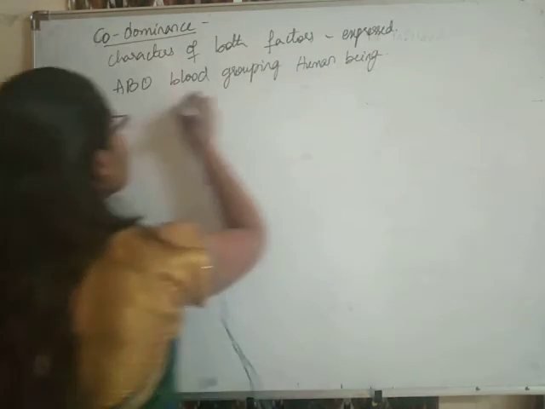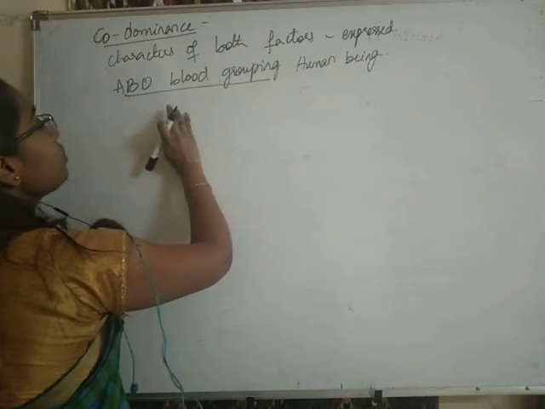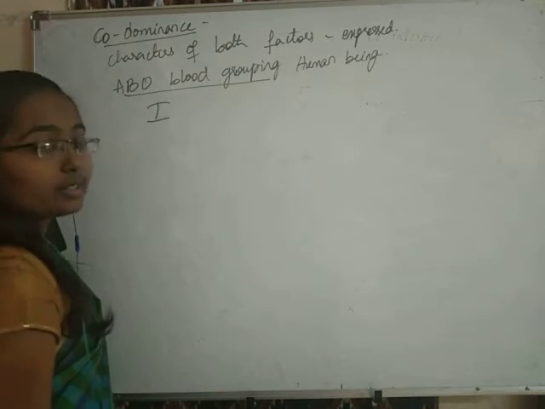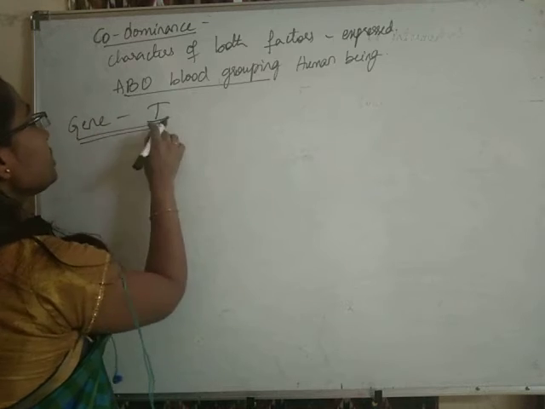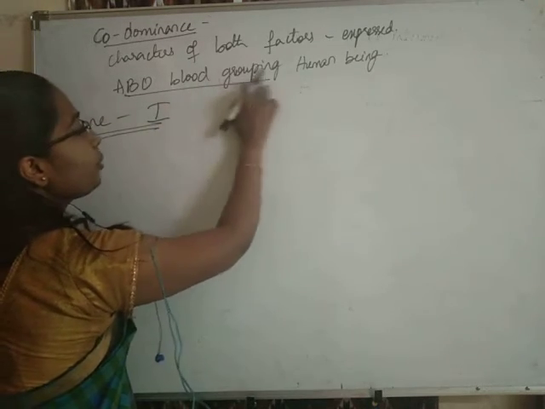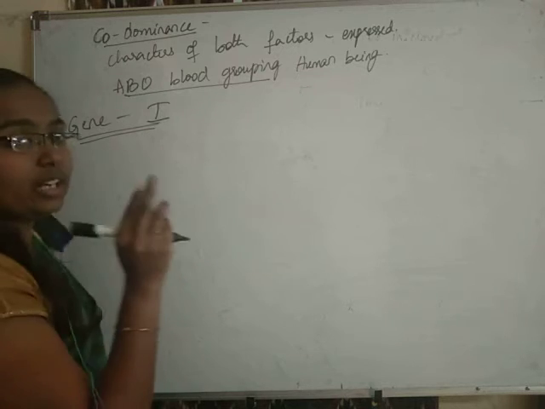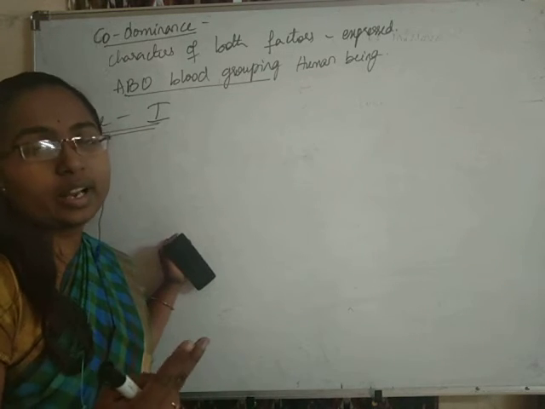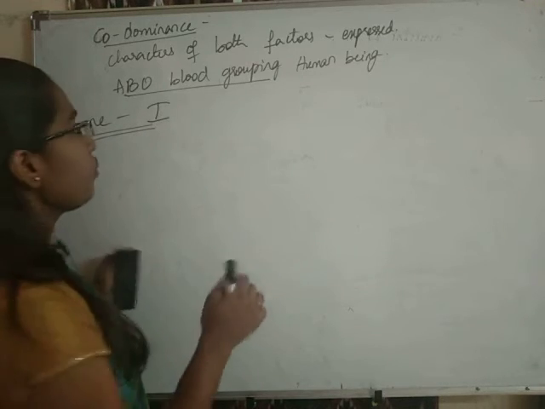In human beings this ABO blood grouping is due to the presence of the allele I. This is the gene I, which is responsible for ABO blood grouping in human beings. This gene has 3 allelic forms. Generally any gene will have 2 forms, right, but here this gene is having 3 allelic forms, okay.